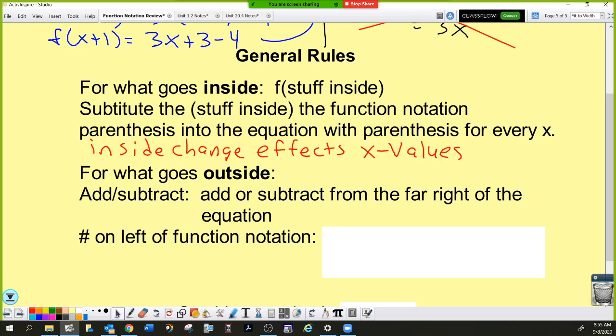Basically, if you add to f of x, say, plus 5, that plus 5 is new on the left side. So that plus 5 belongs on the right side as well. You know, if you do it on one side, you've got to do it to the other.